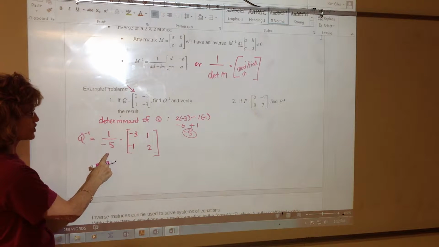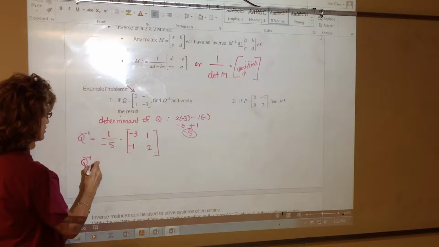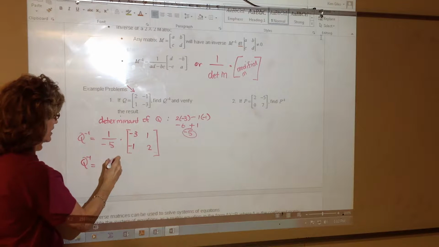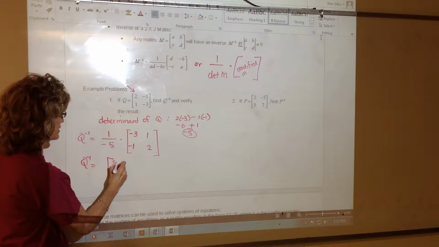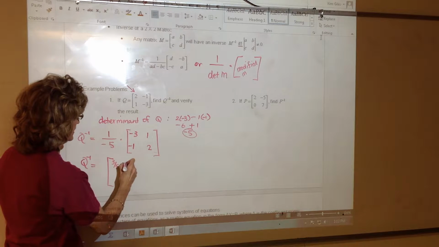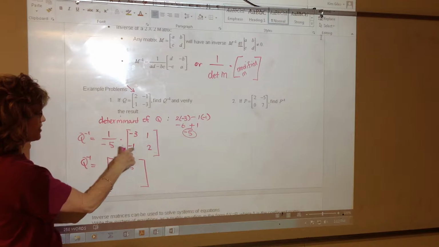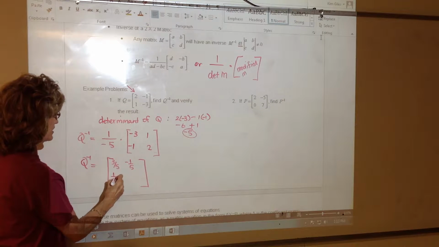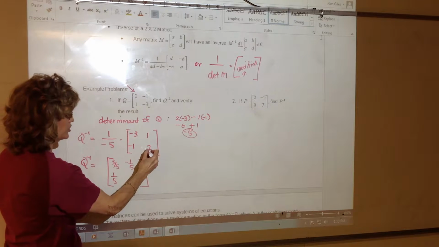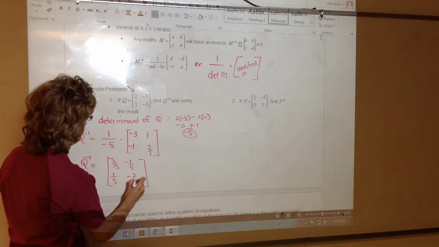So I have a scalar to multiply by every entry inside the matrix. Here is Q inverse. Negative 1/5 times negative 3, a negative times a negative turns into a positive 3/5. Negative 1/5 times 1, that's negative 1/5. Negative 1/5 times negative 1, that's positive 1/5. And negative 1/5 times 2, that's 2 over 1. Remember, we're going straight across the top, straight across the bottom, so we get negative 2/5.